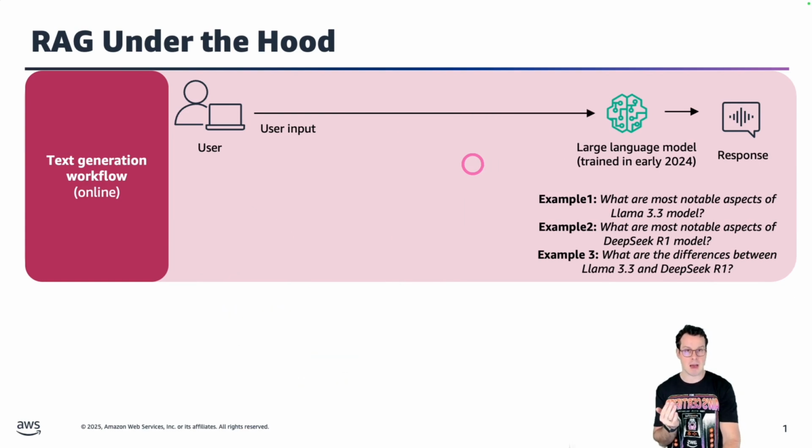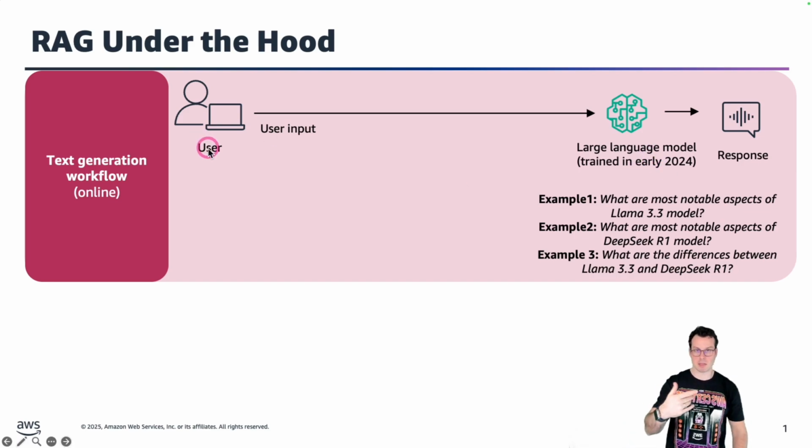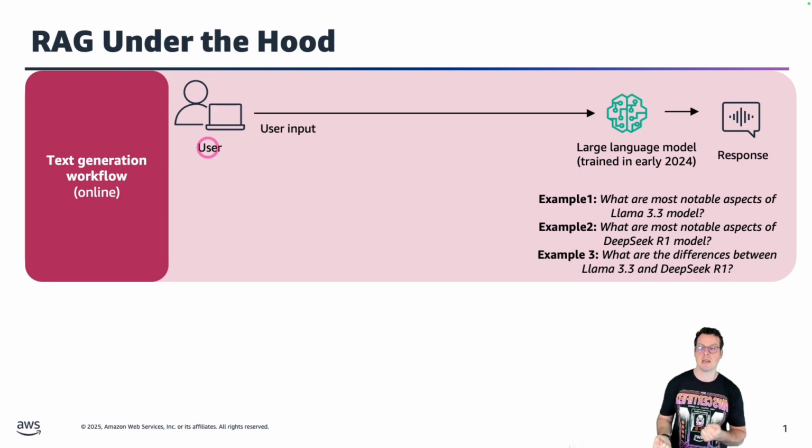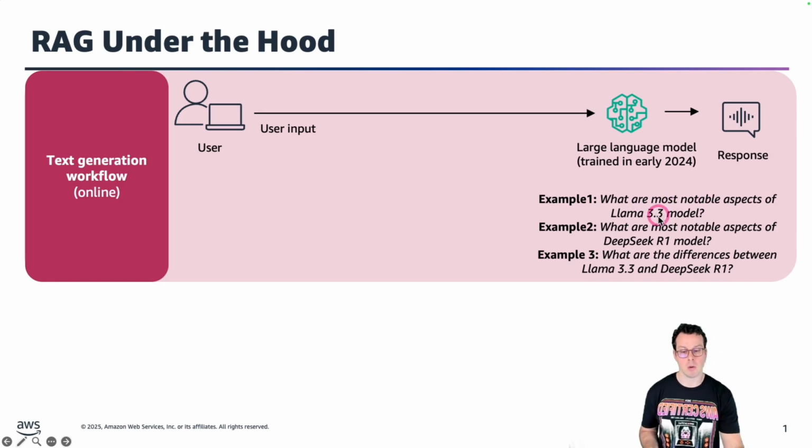What typically happens with the text generation use cases is that the user is going to ask some sort of a question. And let's say that you have some sort of a model whose internal knowledge base goes up until early 2024. And let's say that this user is just like me, interested in tech and this space. So the user is looking to understand, hey, what are the most notable aspects of the Llama 3.3 model? Or what are the most notable aspects of the DeepSeek R1 model? What are the differences between the two?